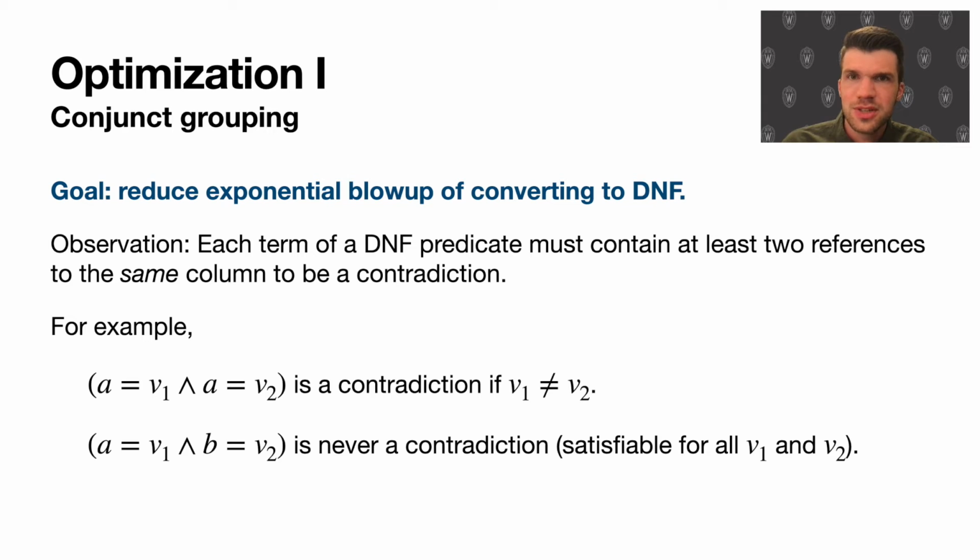Our first optimization, conjunct grouping, reduces the exponential blowup of converting to DNF. Observe that each term of a DNF predicate must contain at least two references to the same column to be a contradiction. For example, A equals V1 and A equals V2 is a contradiction if V1 does not equal V2. However, A equals V1 and B equals V2 is satisfiable for all V1 and V2.